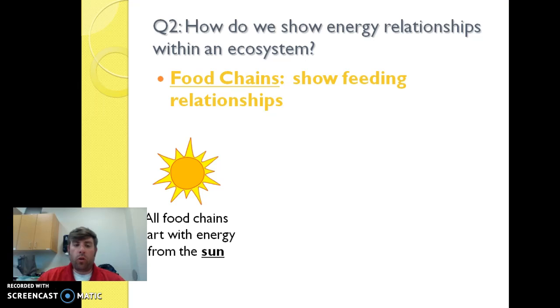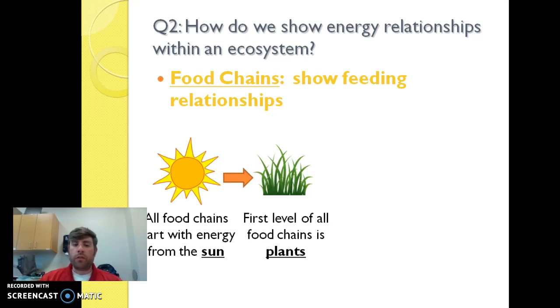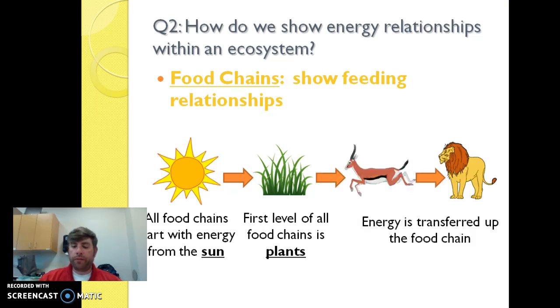Now, who is taking that in? Well, that would be our first level. Those are our plants. The first level is our producers, our plants. They absorb that energy, and then that energy that's stored within them can be transferred on. After that, the energy is transferred up the food chain. So you think about something that eats the grass, and then something eats the thing that eats the grass. So we have our gazelle here, and then that gazelle is eaten by the lion. So that is a food chain.